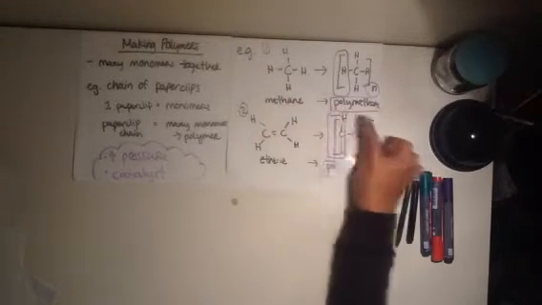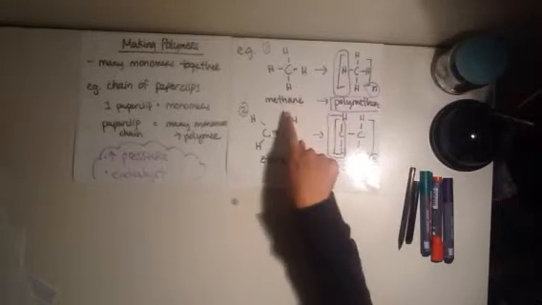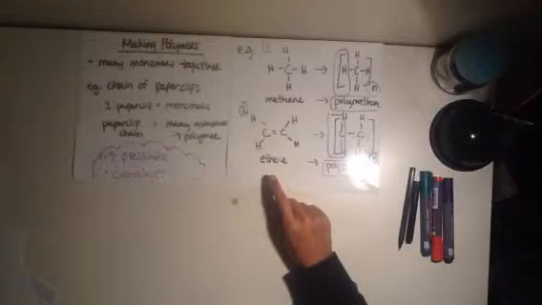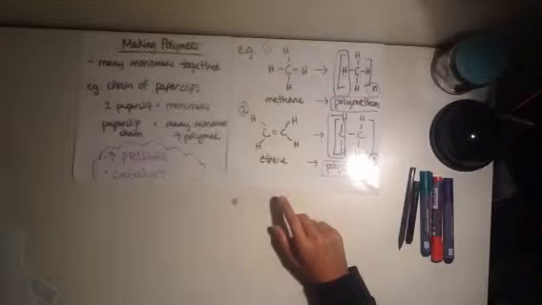Now if you're going to make a polymer out of methane, it becomes, or it's known as, polymethane, and the two things you need to look for are this bracket and this subscripted N. So for methane to polymethane, the only difference is that you just added a bracket around it and you've got that subscripted N.